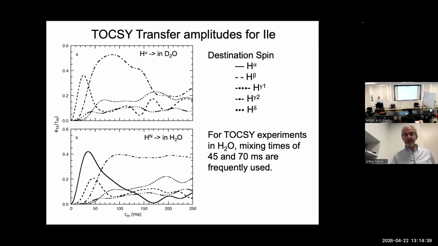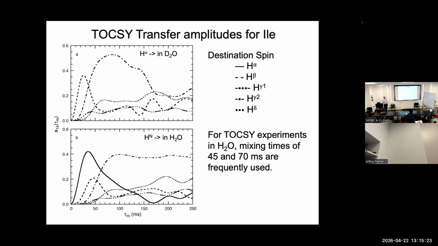And you can see example calculations here for an isoleucine. So we're looking at, which one is which? Right, so the first is that we have the sample in D2O, so there are no amide hydrogens. Then we're transferring from the alpha hydrogen out along the side chain of the isoleucine, and you can see the profile is pretty complicated. And there'd be no way to kind of work that out analytically. It's a computer calculation.